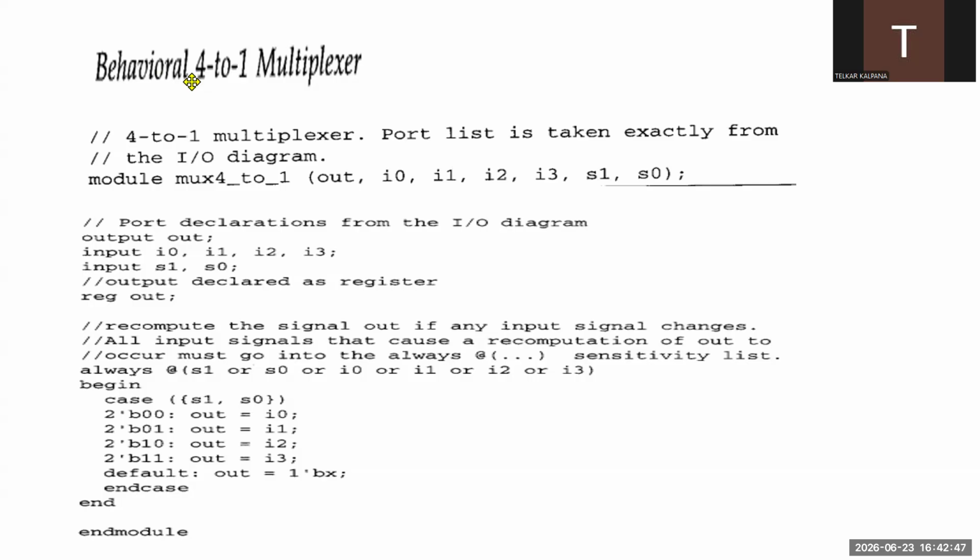This was the program that was written for a 4 by 1 mux in behavioral modeling. Coming to the 4 by 1 mux, here we are going to have 4 inputs called I0, I1, I2 and I3, and 2 selector inputs called S0 and S1.